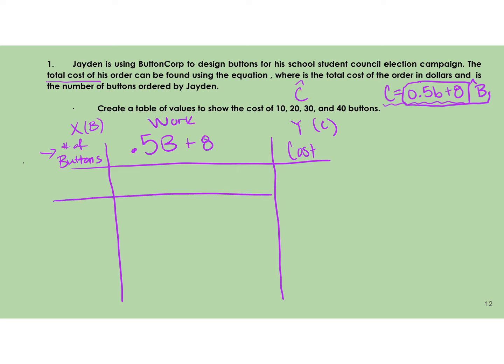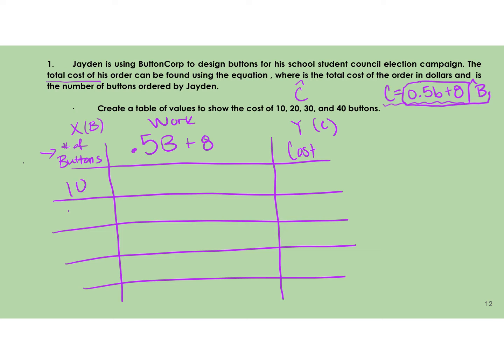And they want 10, 20, 30, and 40 buttons. So they chose our X's for us, right? Remember, that's what we're in control of. So we're going to do 10, 20, 30, and 40 buttons. Now, how much is that going to cost? Plug in these X values, plug in the buttons into the expression.